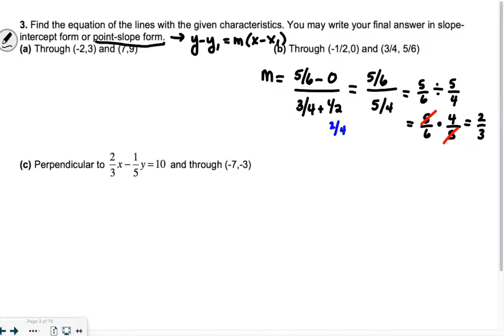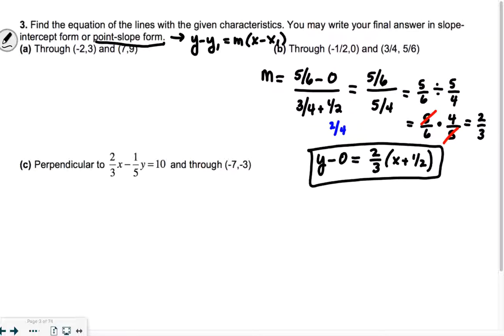And it's through either point that we want. It doesn't matter. So I'm going to do y minus 0 equals 2/3 times x minus a negative 1/2, so plus 1/2, like that. Done. So you can circle it. You can leave the 0 there. You could just write y. It doesn't matter. Don't you like point-slope form now? You're like, oh, that's my friend. Everybody hated it in Algebra 2, but once you get to Calc, it's like, oh, I see the usefulness in point-slope form.